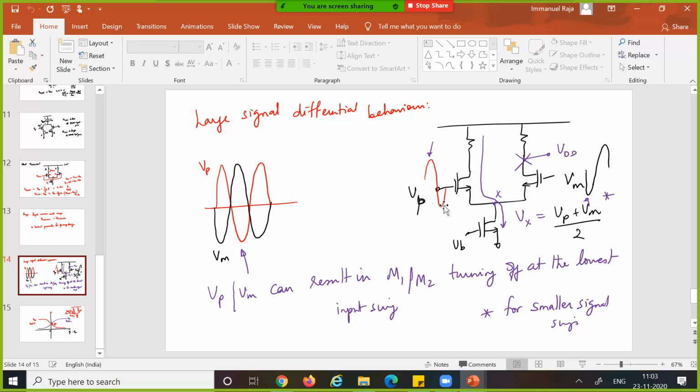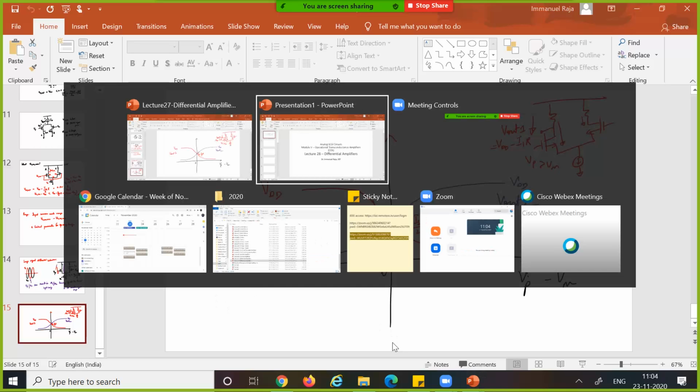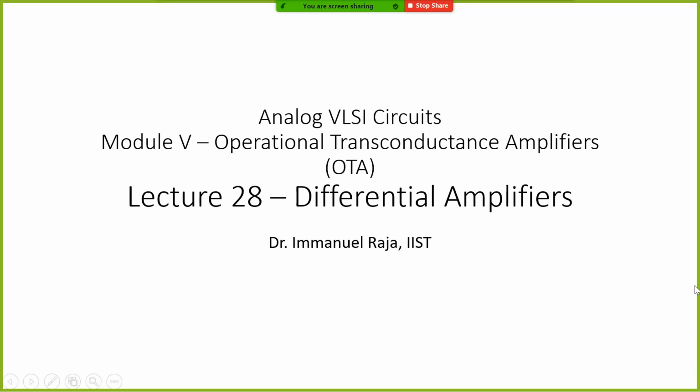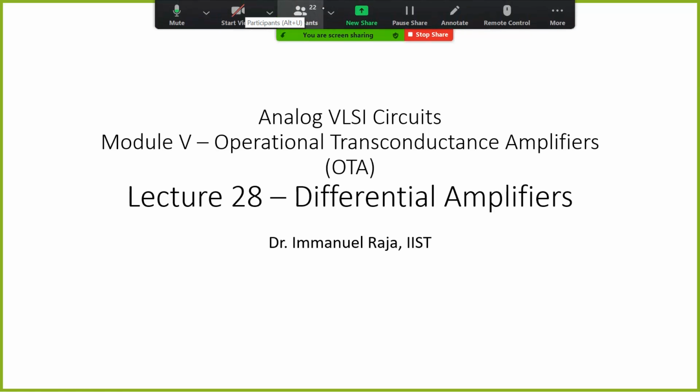That is, if you drive it with a very large signal, then only one side of the transistor is on and the other side is off, and so the entire I tail, or the ISS, flows through one side, and the other side goes to 0. And so the large signal characteristics can be drawn like this. Today we will look at the small signal characteristics. Some of this material you may already be familiar with from your undergrad, but we will quickly go through these things. If there are any doubts or questions, please do let me know.